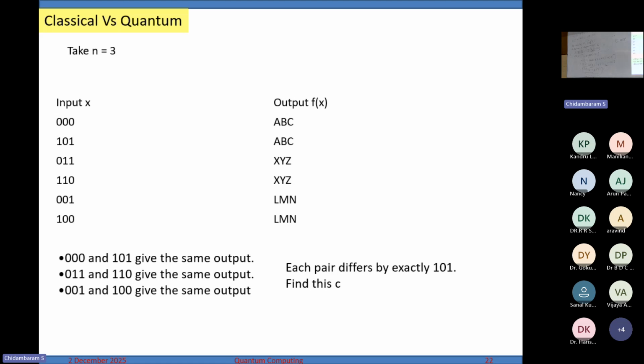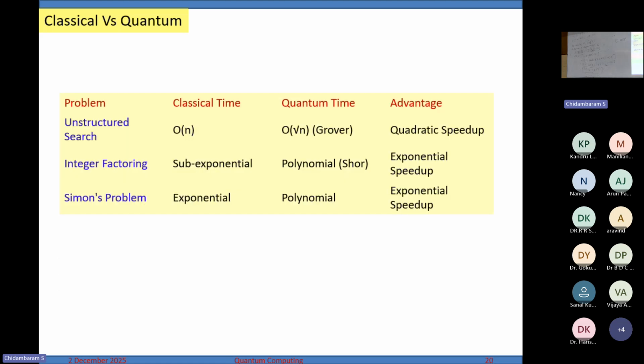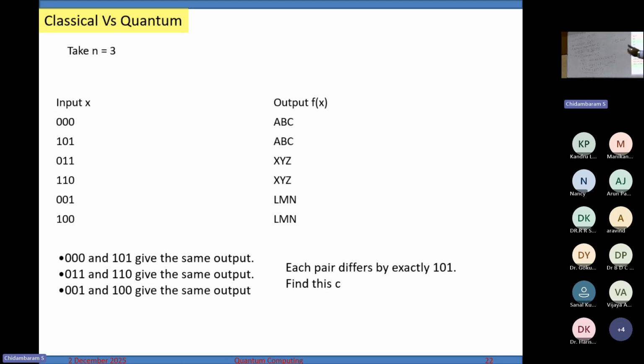One of the interesting problems you can see in the quantum literature is integer factorization, as I said, and the Grover search algorithm, as I said, and another interesting problem is called Simon's problem. So let us see what Simon's problem is. Imagine that I have three bits, or 3 qubits, whatever it is. So I have 2 power 3, which is 8 possible states.